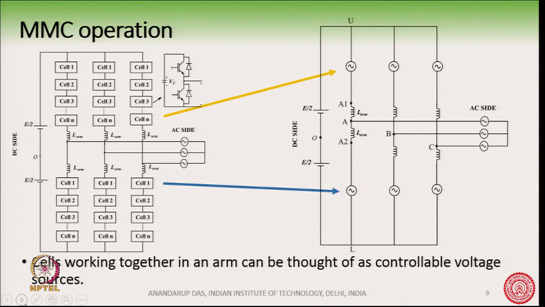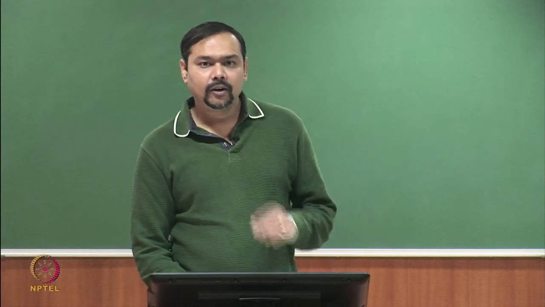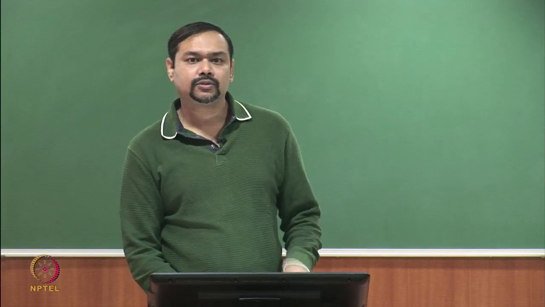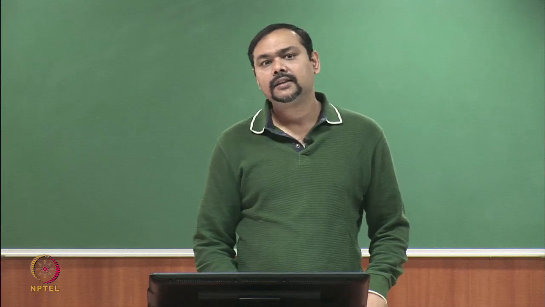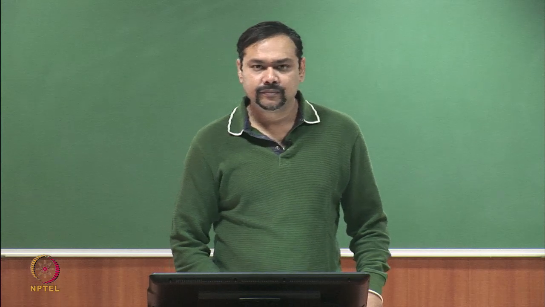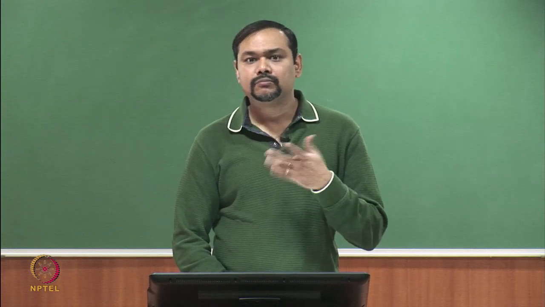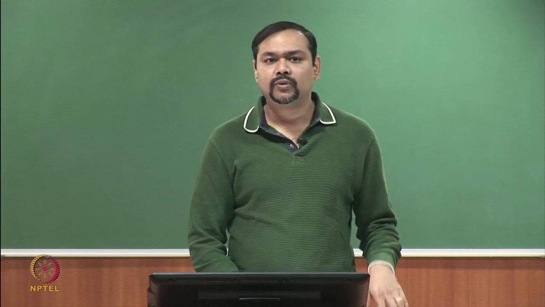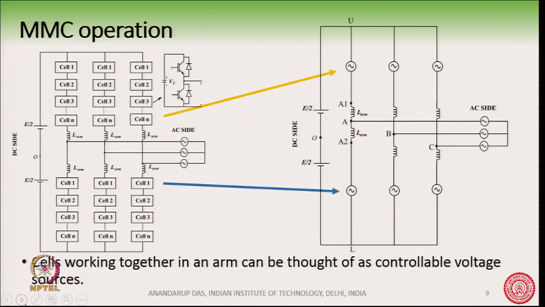The operation is dependent on how we tweak this controllable voltage source. So, how well we modify, or we can alter, the controllable voltage source. This controllable voltage source is made up of transistors inside the cells and having a capacitor as the DC bus. So, how will we change, modify, alter these controllable voltage sources, and that is how the operation of the converter can be controlled.